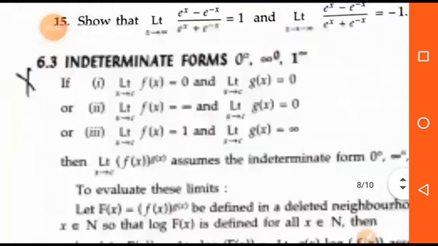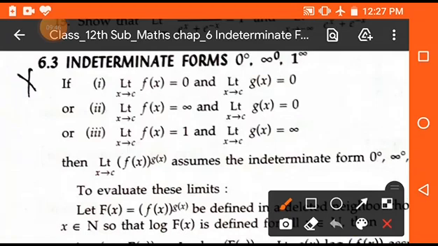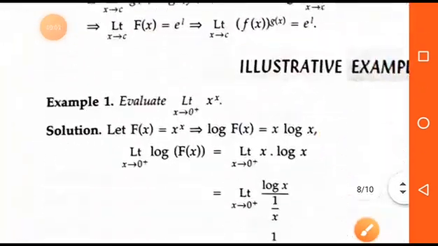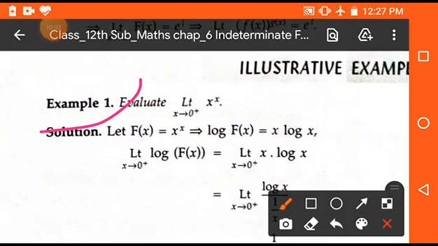Now students, there are also some other indeterminate forms like 0 to the power 0, infinite to the power 0, 1 to the power infinite. They are all also not defined forms. Clear? Okay, students. See some examples here.